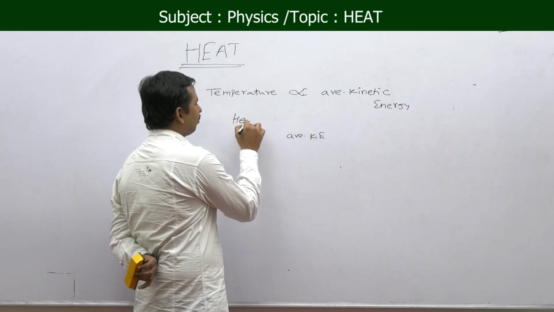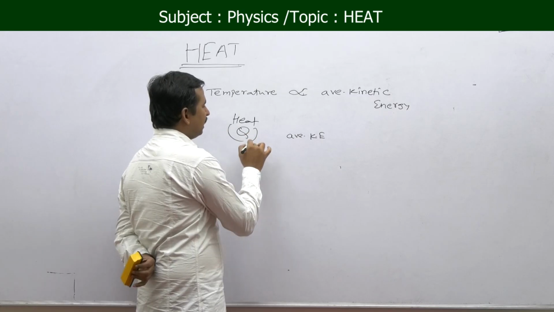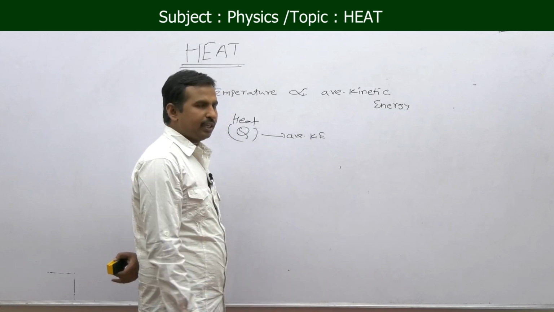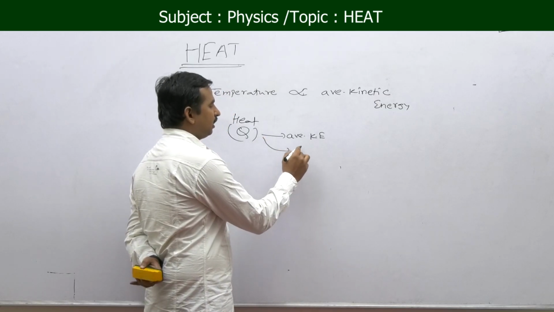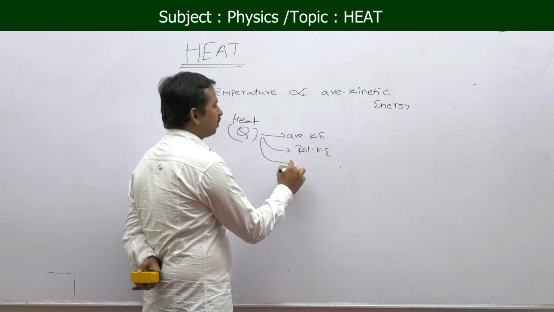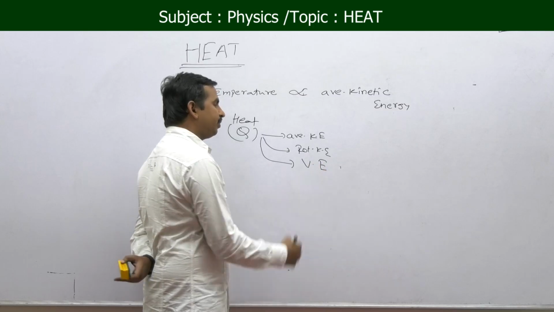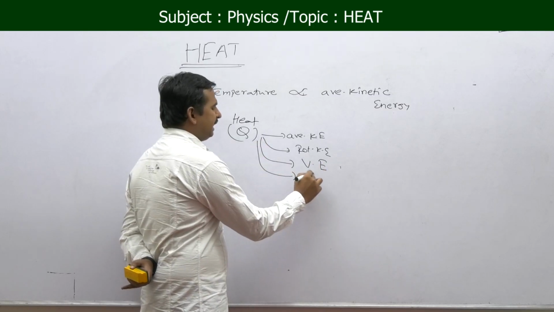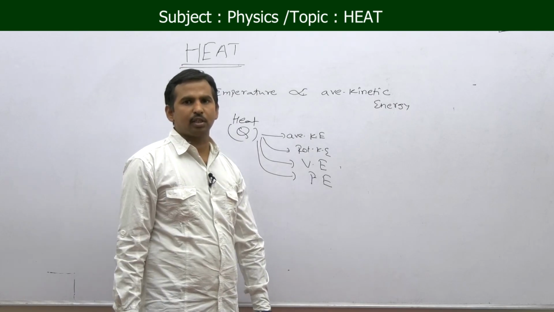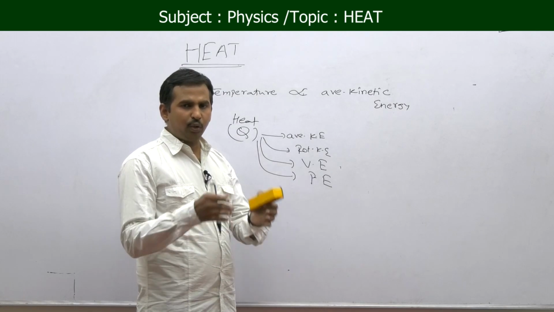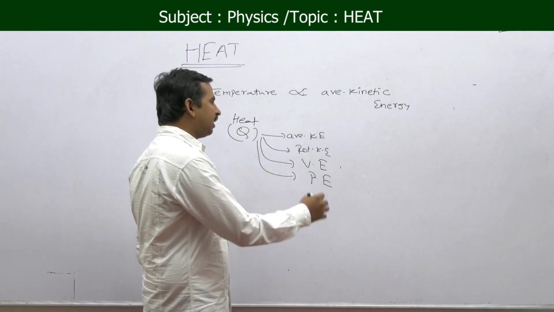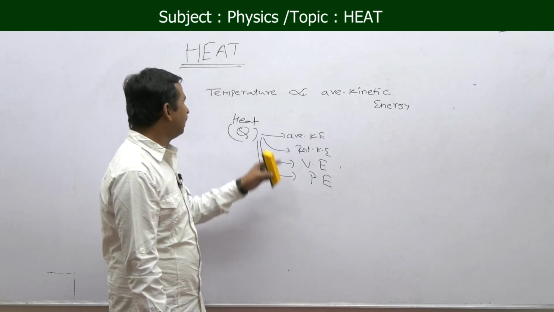Whatever the heat energy Q you are supplying, bodies may utilize it for average kinetic energy, for rotational kinetic energy, for vibrational energy, or for increasing their potential energy. Like this, whatever the heat energy we are supplying to any body, they are utilizing that energy in different ways.